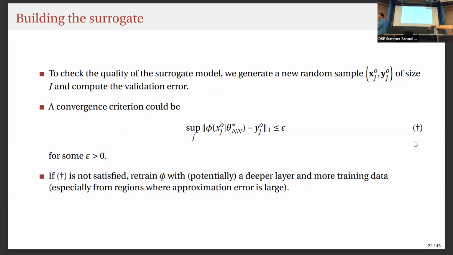So you have to specify some criterion in the first place. But if it's not met, then you want to do it again. This is where you have to do the resampling. There might be various ways to identify problematic regions where you want to sample more heavily, to replenish your training set, and also potentially change your architecture.